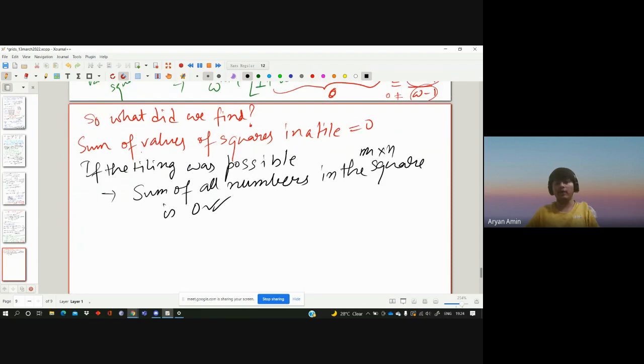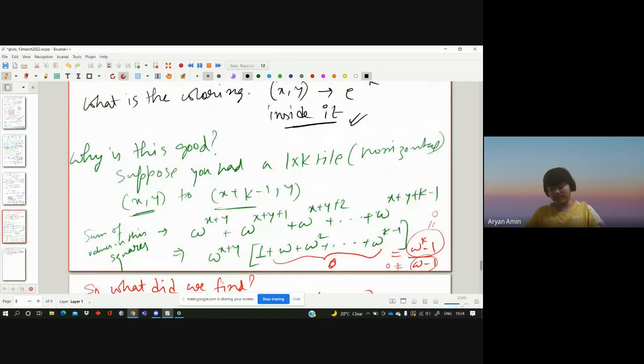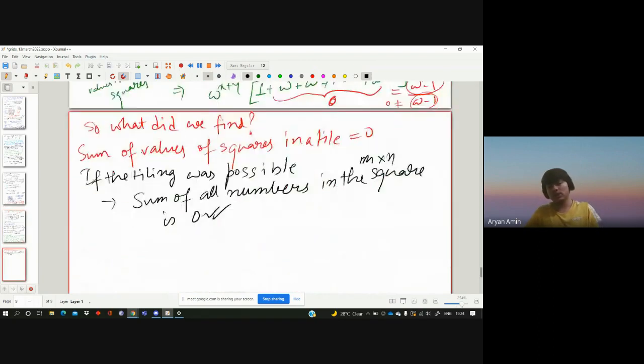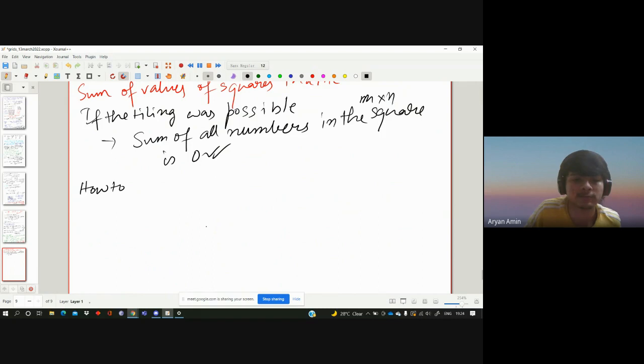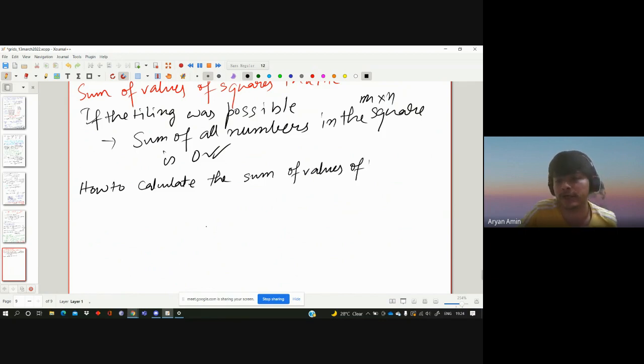Okay, so we found that if you have a general 1 cross k tile, we calculate the sum of values in the squares that it covers, and we found that that value is always 0. So what does that mean? If you have a lot of k tiles, then across every k tile the sum of values of the squares it covers is 0. But you can place k tiles such that they cover the entire board. So the sum of values of the entire board should be 0. So now how to calculate the sum of values of the entire board?